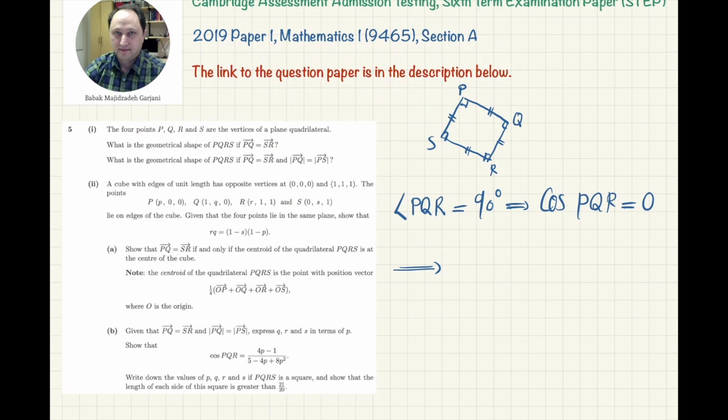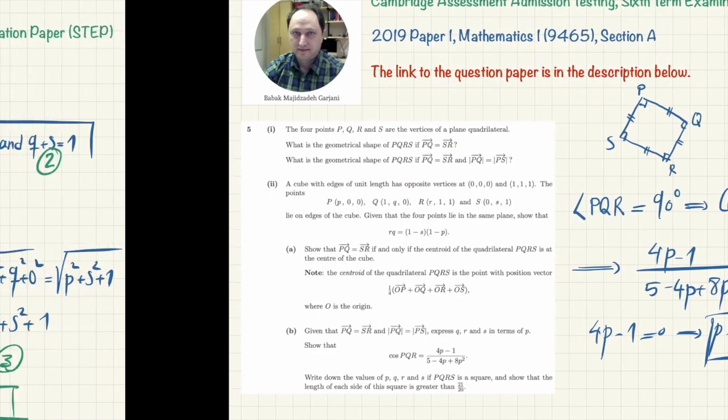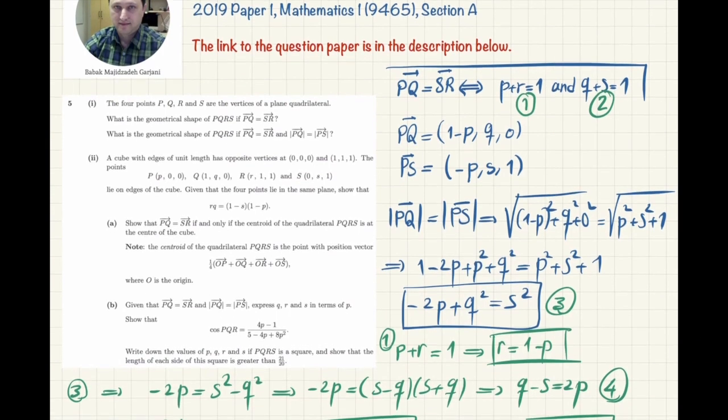So what does it mean? It means that I have (4p minus 1) divided by (5 minus 4p plus 8p squared) is equal to 0. So this means that 4p minus 1 is equal to 0, and I will get p is equal to 1 over 4.